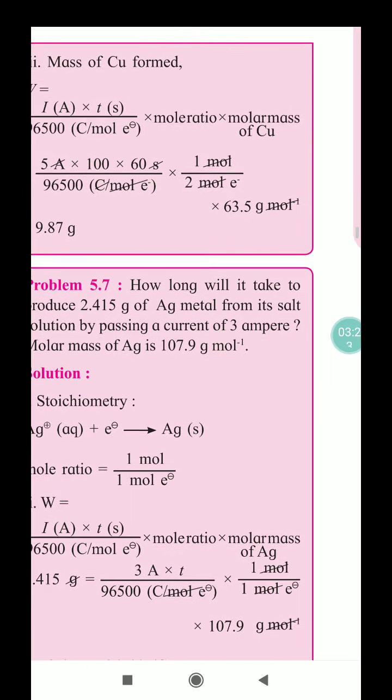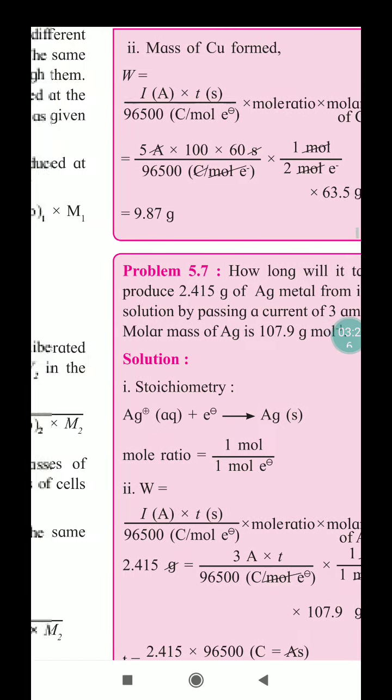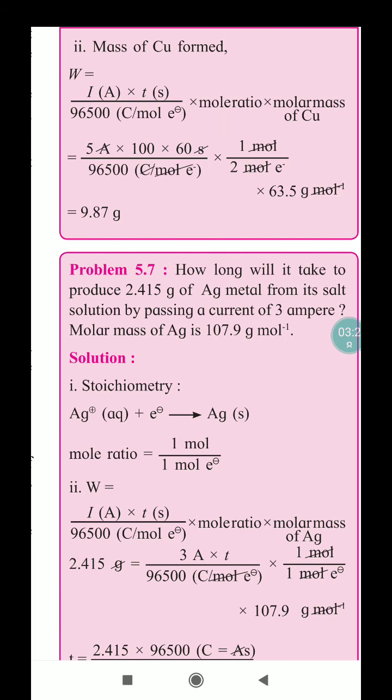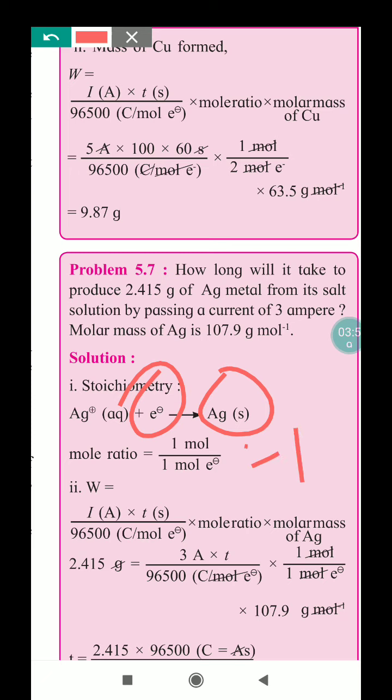In the second problem, how long will it take to produce 2.415 grams of silver metal from its salt solution by passing a current of 3 ampere, and molar mass is given as 107.9 grams per mole. The stoichiometry of deposition of silver is Ag+ plus 1 electron giving you Ag. Here the moles of product is 1 and the number of moles of electron required is also 1, and therefore mole ratio is 1 by 1, equal to 1.